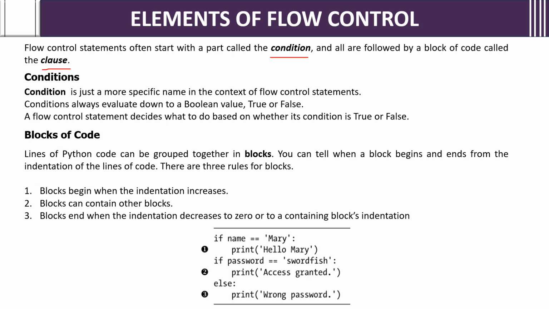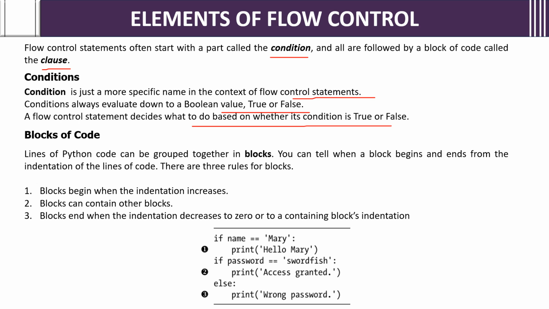Conditions. Condition is just a more specific name in the context of flow control statements. A condition always evaluates down to a Boolean value, true or false. What will a condition do? The comparison will be done in the condition, so it will evaluate down to either true or false. Flow control statements decide what to do based on whether the condition is true or false. If it is true, what to do. If it is false, what to do. It is going to control based on the conditions.